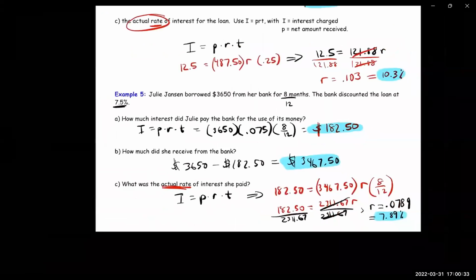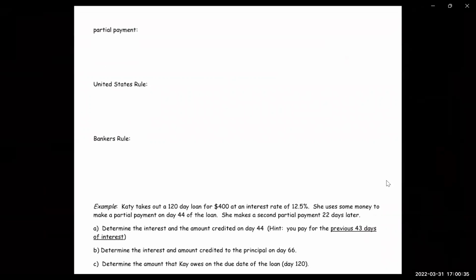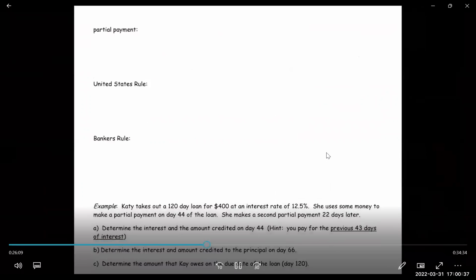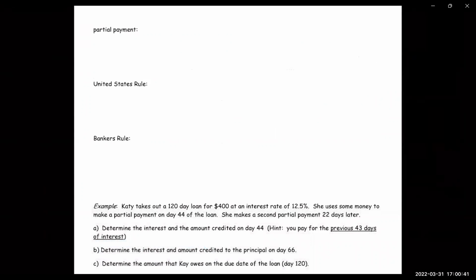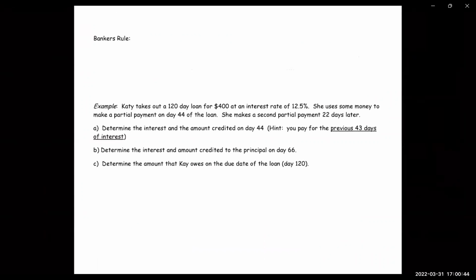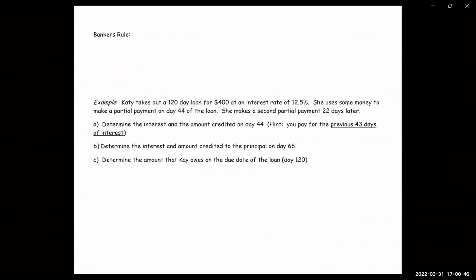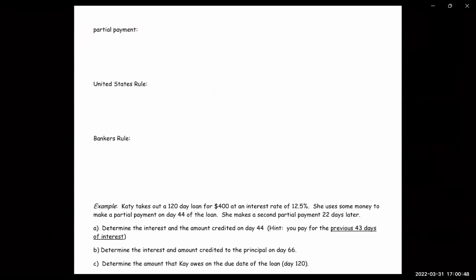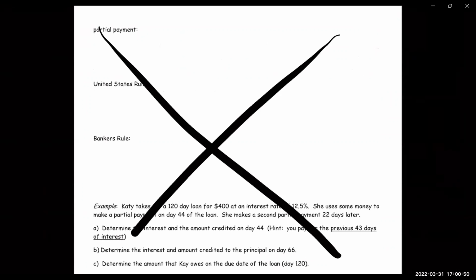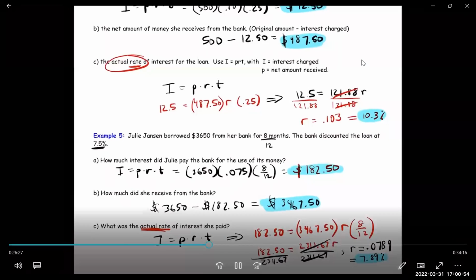Let's see if there's more. Oh, wow. There is more. All right. Partial payment. What is that? United States rule, bankers rule. Usually I don't cover this actually. So don't worry about this. We're not going to cover this. So you can just not worry about that. So we are done. That is that.